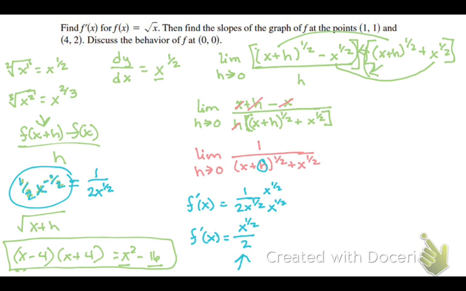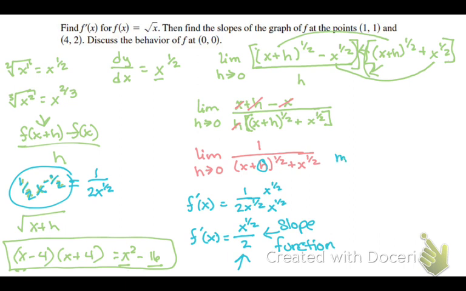Oh, because all I can see on the board is x to the -1/2. Oh, I didn't realize it cut it off. Sorry. I need to quit using that much of the board. Okay, so now I have my slope function. This is my slope function. So I just need to plug in my x's.